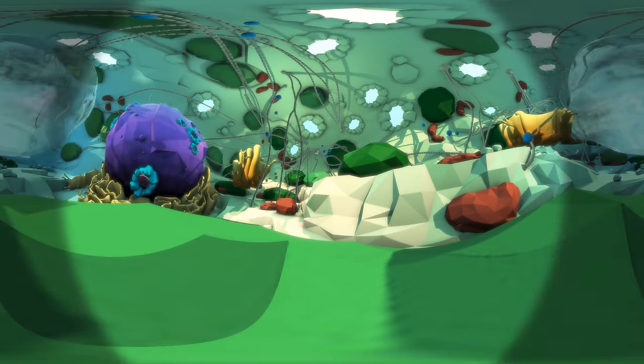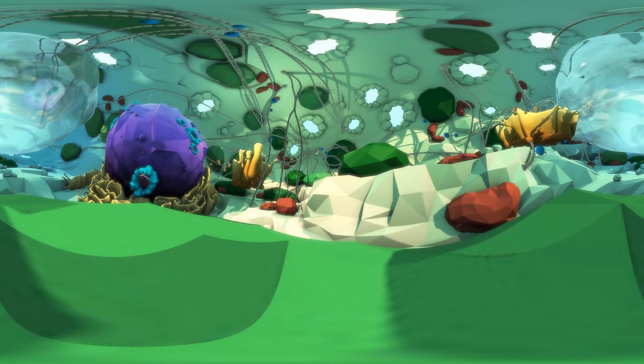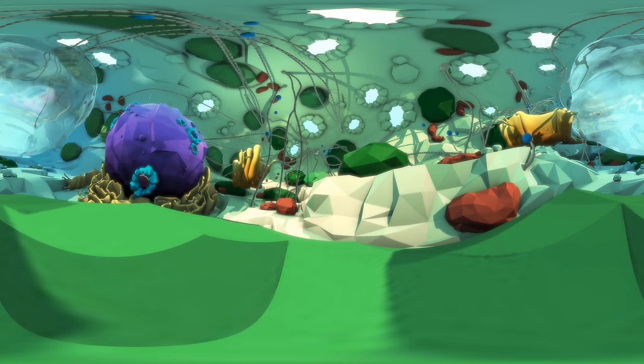Real research is already discovering ways to make more energy-efficient plants for agriculture and our future food security.